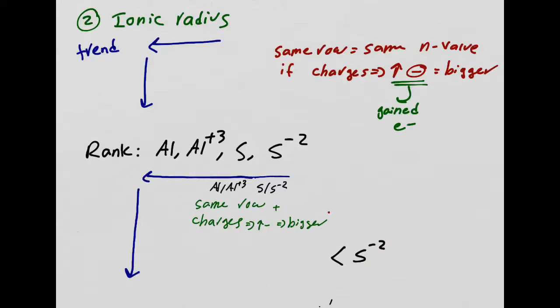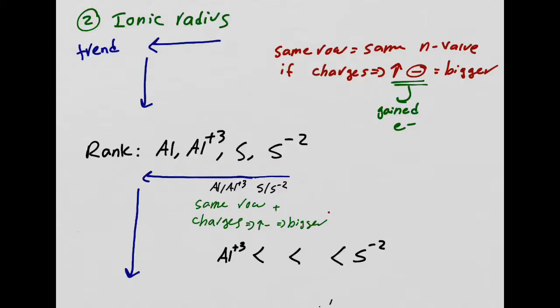What's after that? Before I even start, what's going to be my smallest one? The smallest one is going to be my aluminum plus 3. Again, I'm looking at the charges. The more minus you are, the bigger you are, so that's going to be my biggest one. This one has a plus, and plus means you lost electrons, so that's going to be my smallest one. So if you're in the same row and you have charges, then the charges are what matter.